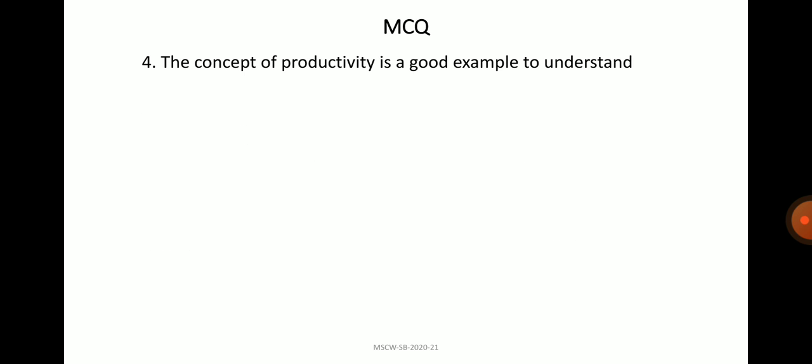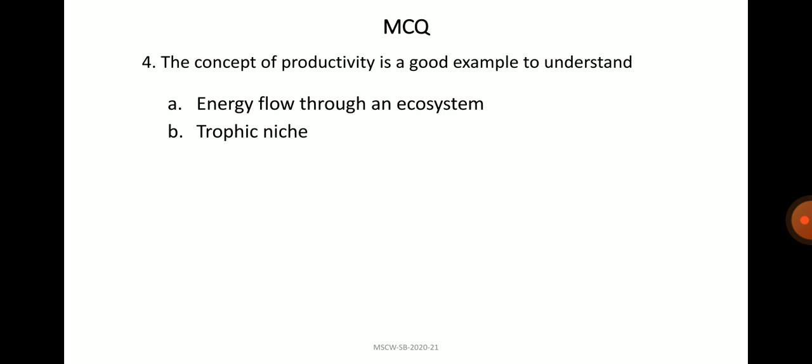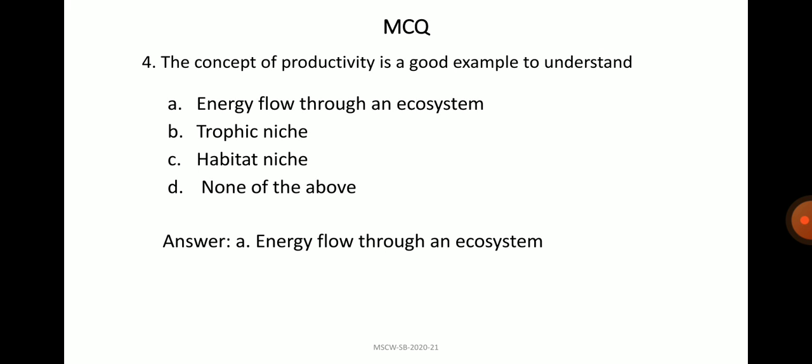One more question. The concept of productivity is a good example to understand A, energy flow through an ecosystem, B, trophic niche, C, habitat niche, and D, none of the above. So the answer being A, because we have just discussed the concept of productivity is a good example to understand energy flow through an ecosystem.